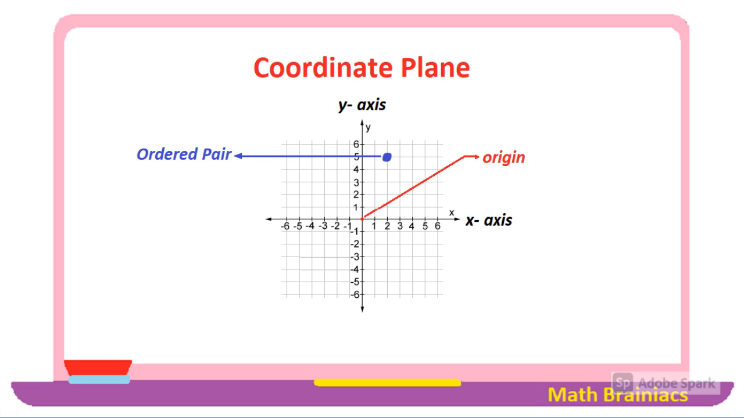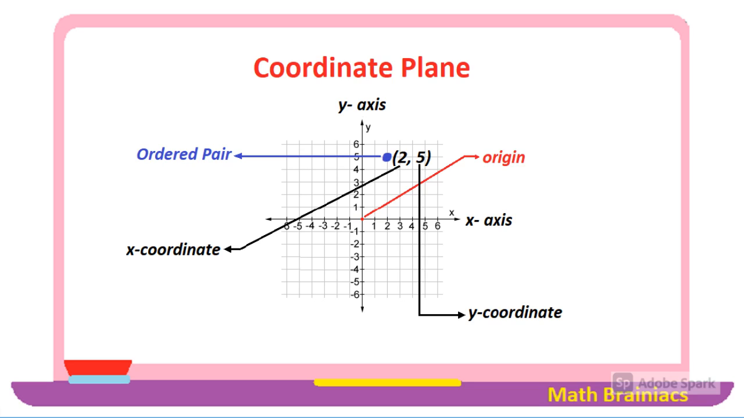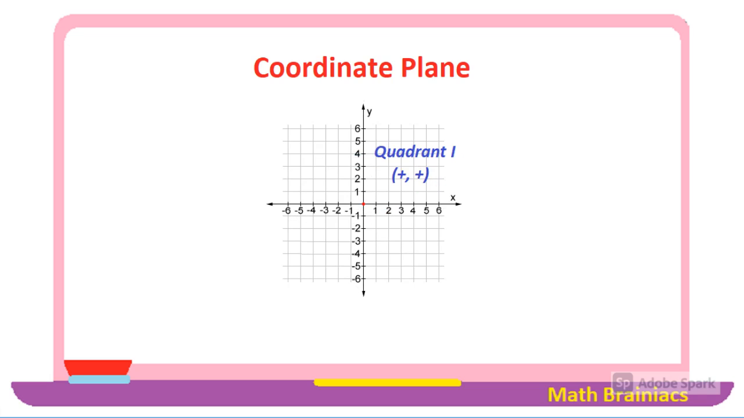while any point on the plane is called the ordered pair. The first number in the ordered pair is called the x-coordinate, while the second number is the y-coordinate. In any ordered pair, the first number is always the x-coordinate, and the second is the y-coordinate. It will never change. If the x-coordinate and the y-coordinate are positive, it is on the first quadrant.